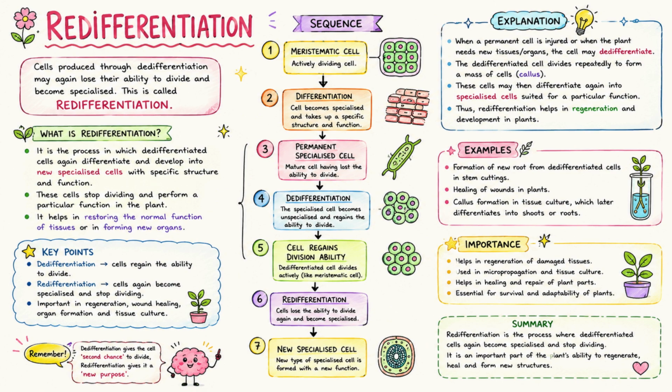The process can be understood in simple steps. First, a meristematic cell undergoes differentiation and becomes a permanent specialized cell. Then, under suitable conditions, this permanent cell undergoes dedifferentiation and regains the ability to divide. After that, the newly formed cells undergo redifferentiation. During redifferentiation, these cells become specialized again and perform a specific function. So the sequence is: meristematic cell, differentiation, permanent specialized cell, dedifferentiation, cell regains the ability to divide, redifferentiation, new specialized cell. In simple words, redifferentiation means a cell that has regained its ability to divide becomes specialized again.